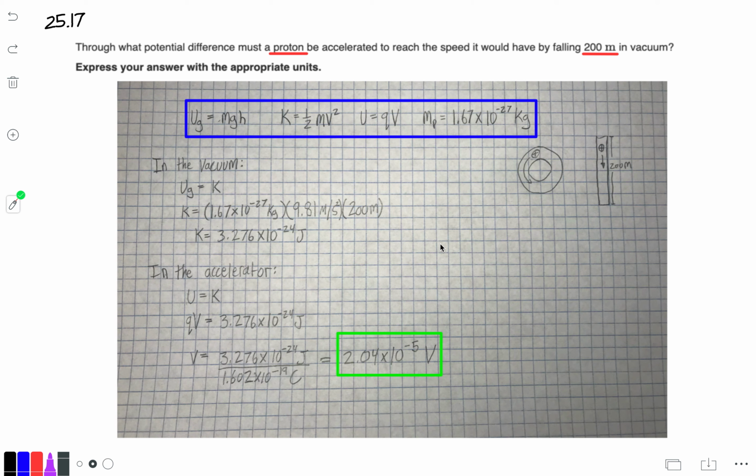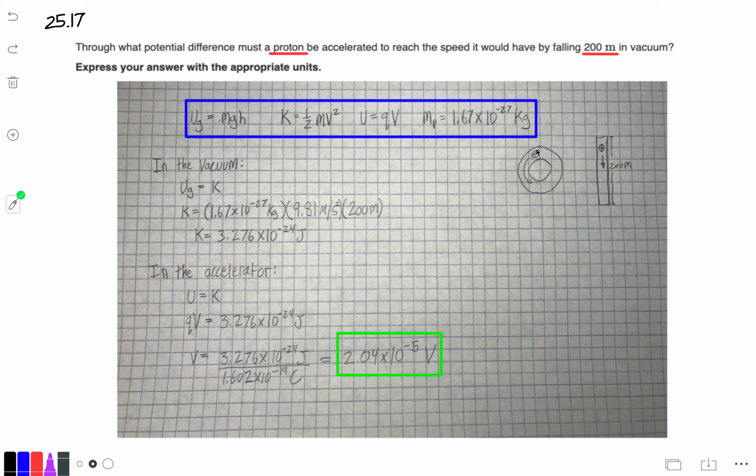In this problem, we are tasked with finding the potential difference that a proton must be accelerated through to reach the same speed that it would by falling 200 meters in a vacuum. To start off this problem, I've gone ahead and drawn two pictures. However, I don't think they help us too much for the actual calculations.